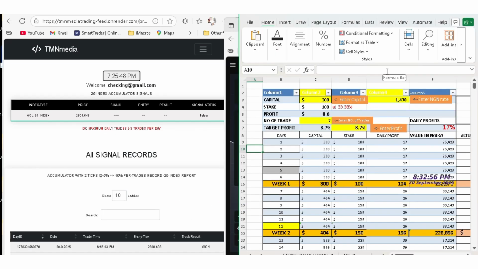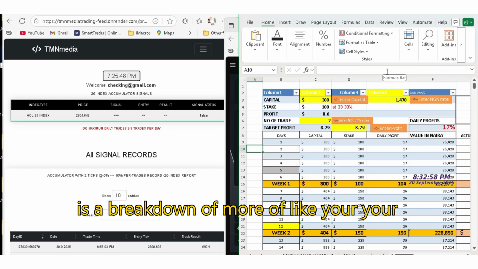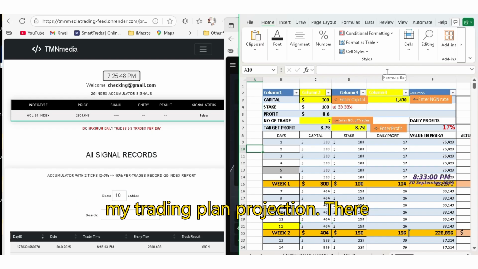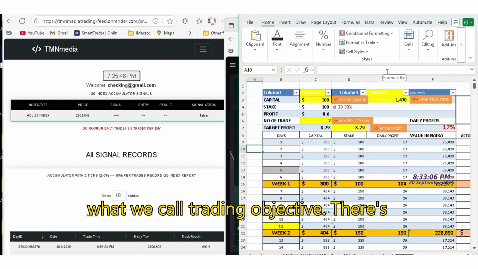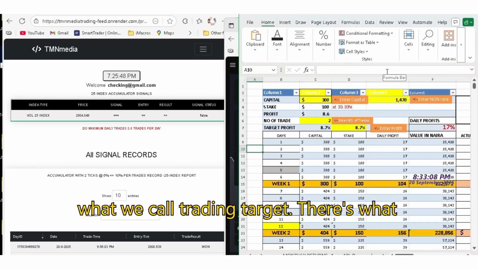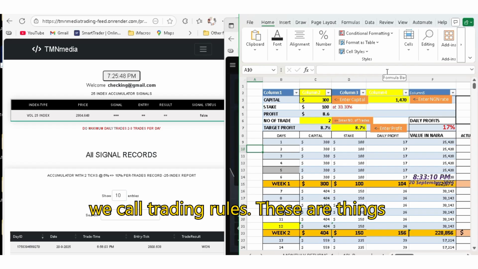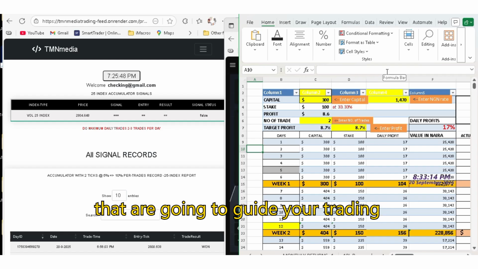Now, this Excel is a breakdown of more like my trading plan projection. There is what we call a trading plan. There is what we call a trading objective. There is what we call a trading target. There is what we call trading rules. These are things that are going to guide your trading journey.